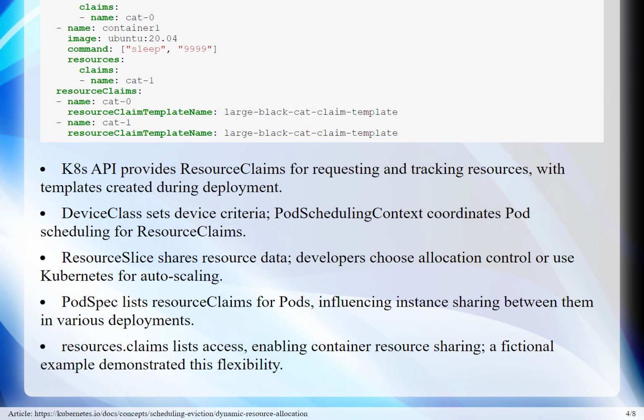The resource claims list determines which containers in a pod access specific resource instances, facilitating resource sharing among containers. An example provided showed how a fictional driver created two resource claim objects, and each container in a pod accessed one of these claims, emphasizing resource management and sharing.